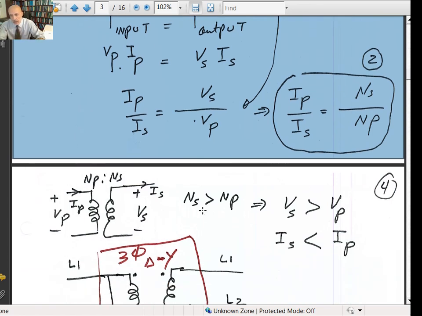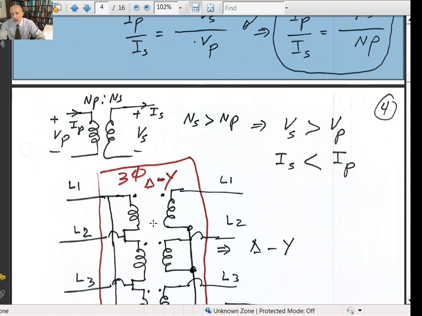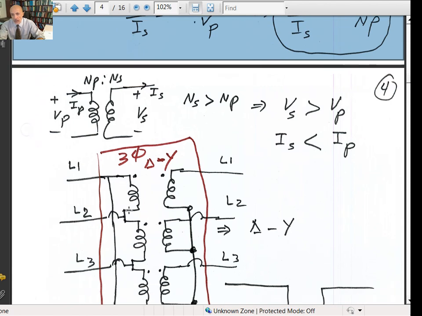So if N of S is greater than N sub P, then V of S would be greater than V sub P, and I of S would be less than I sub P. And that's exactly what they do with the power transformers, three-phase. They take 3 single-phase transformers.